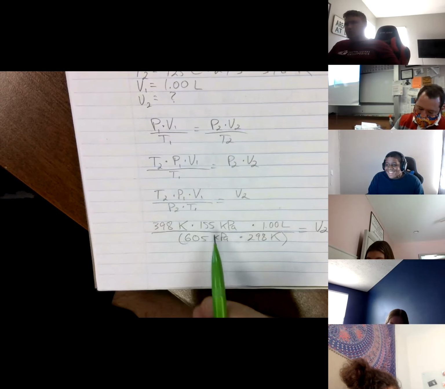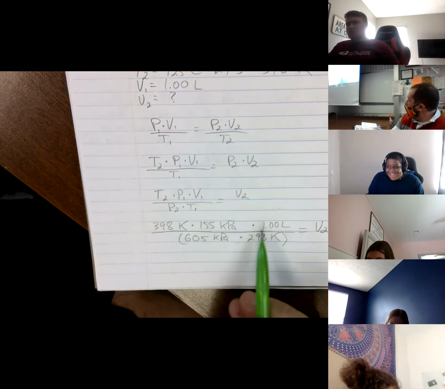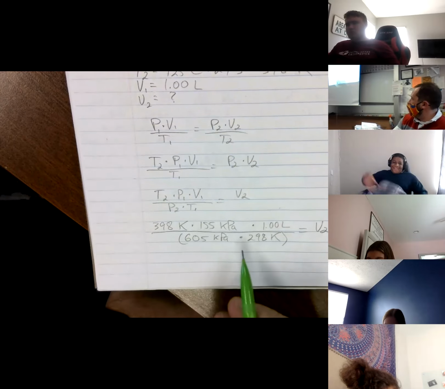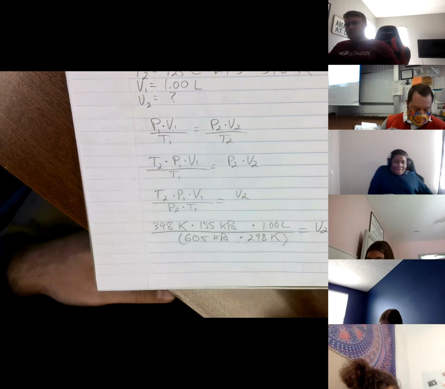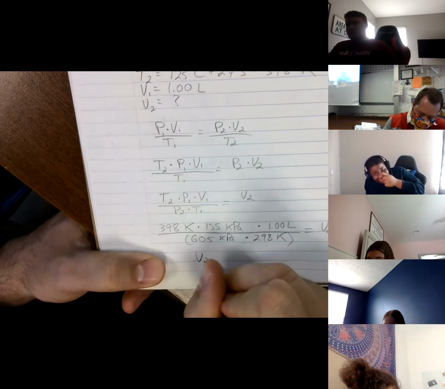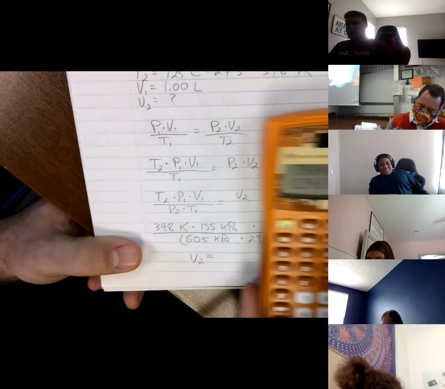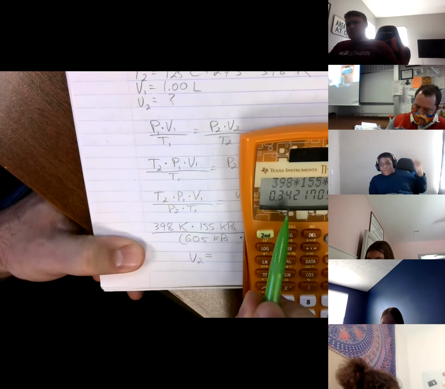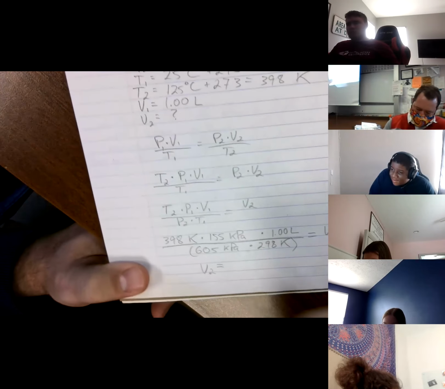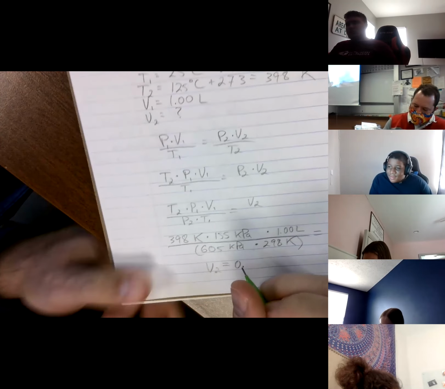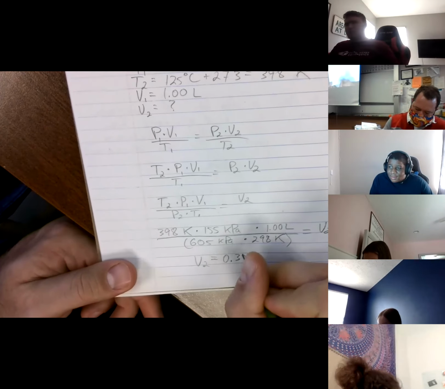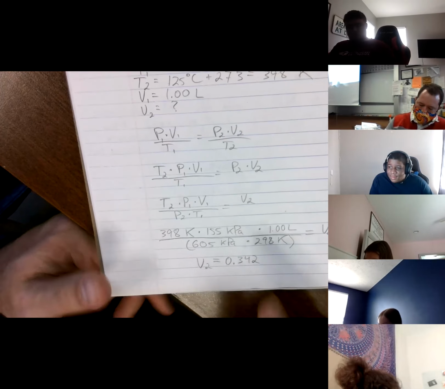Three significant figures. Sounds like we're going to use three significant figures. 0.342. Those are three significant figures. The 1 afterwards is not enough to round up, so we'll keep it there.